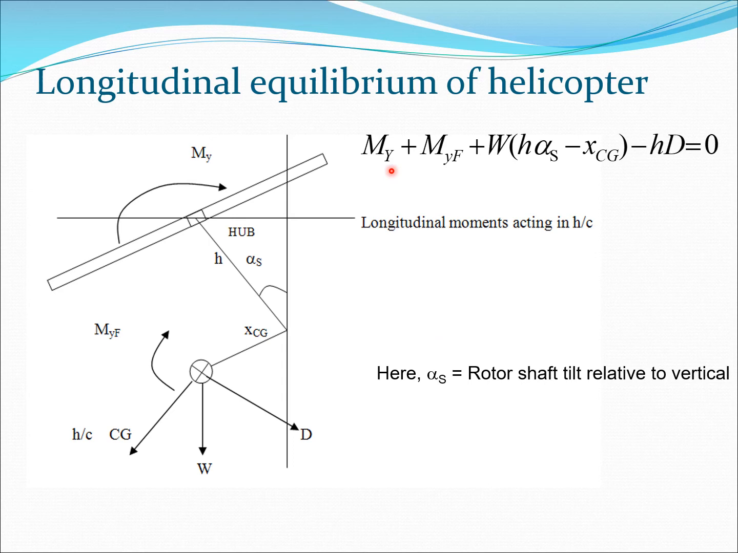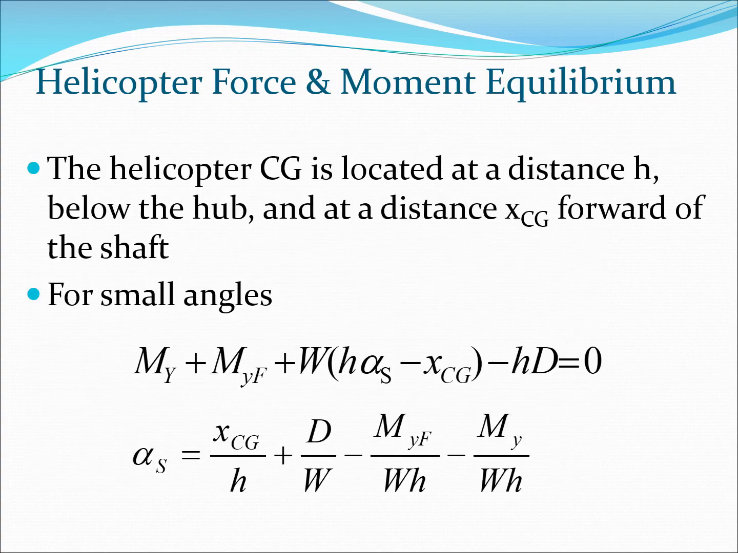So we can write the equation my plus myf plus w into h alpha s minus xcg, which is the distance between the point here on the hub and the CG, and then minus h into d. So essentially that is going to give me the equilibrium for the longitudinal forces and moments as far as the helicopter is concerned. Similarly, I could obtain for the lateral forces, but before that let us just consider this equation.